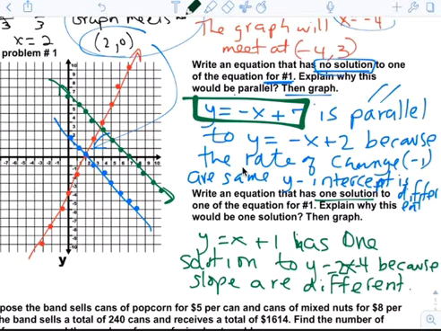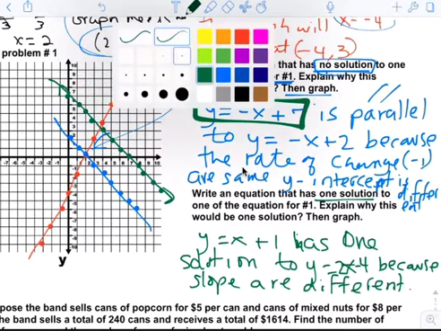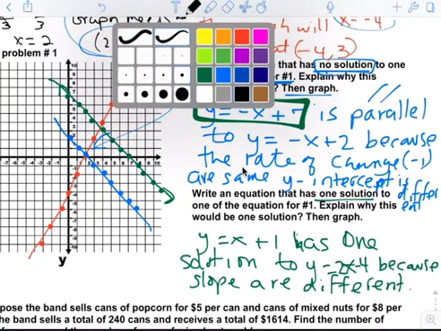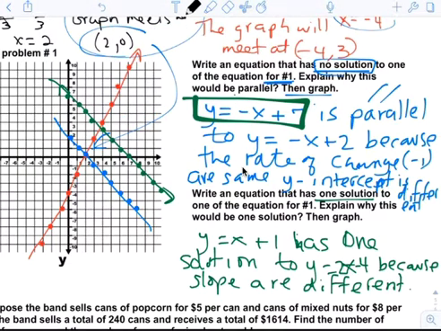Okay. So, graph it. I'm going to do black. I'm going to graph that. X plus 1, so right there. And you go up 1 over 1. Well, it basically, look, has a solution to that red line.